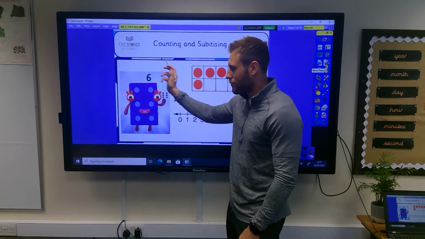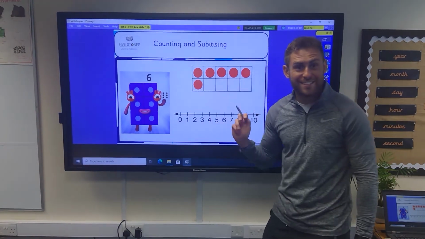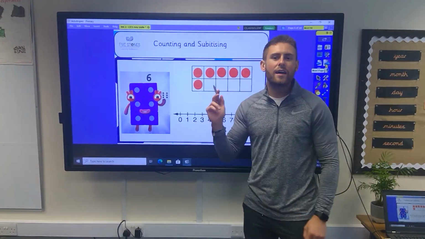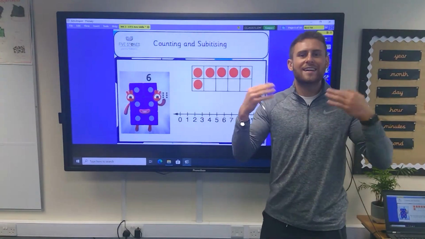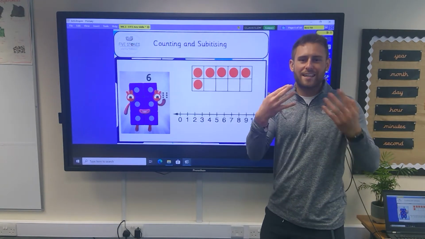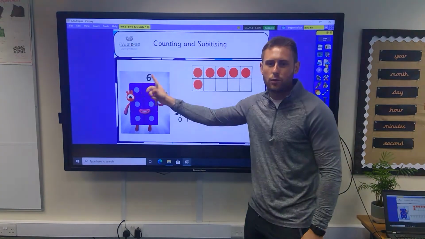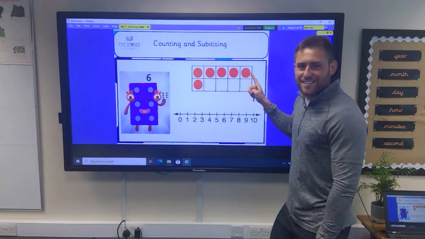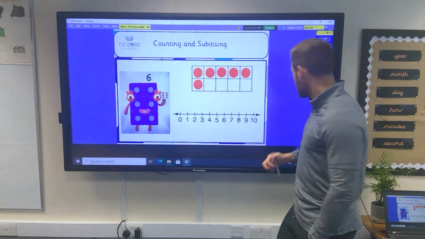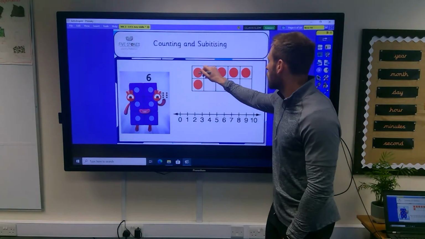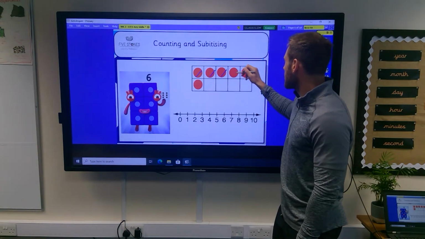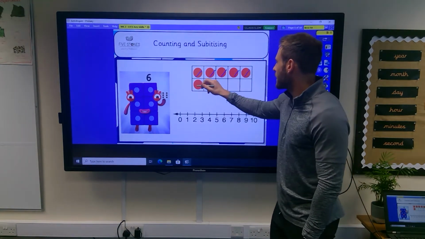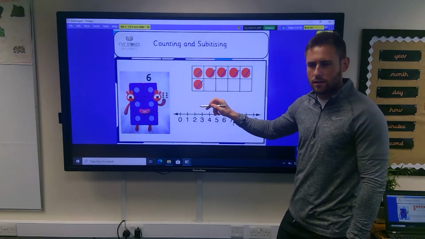So we've got our number blocks character again, the same one. It is the number 6. Great. So we've got 6 in our number blocks character. We've also got 6 in our tens frame. Can we just double check that? Help me out. 1, 2, 3, 4, 5, 6.